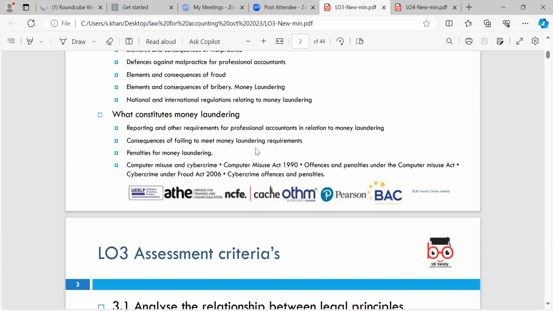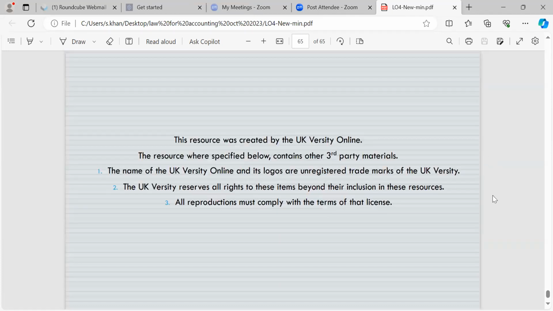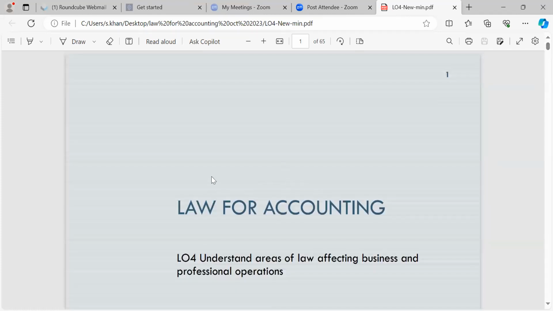So what we looked at: money laundering, the Computer Misuse and Cybercrime, the Computer Misuse Act 1990 and offences and penalties under the Computer Misuse Act, cybercrime under the Fraud Act 2006, and cyber offences and penalties. Then we went on to learning outcome 4. Can you see this? Let me just go on the bottom. Learning outcome 4, yes?